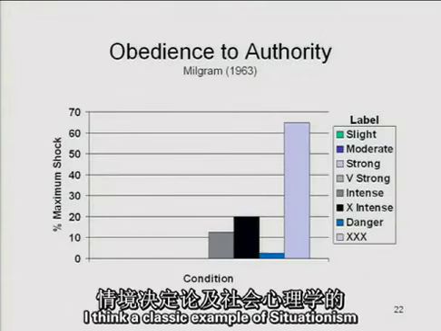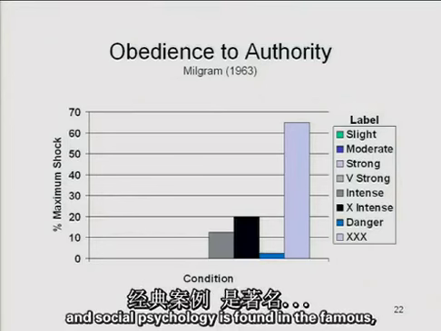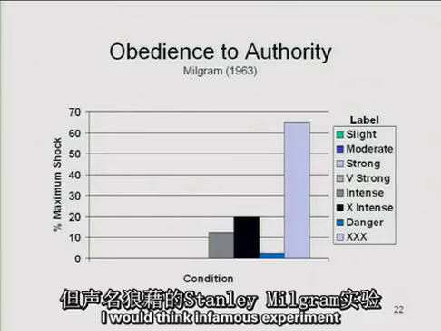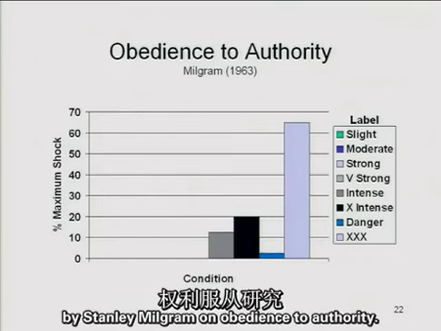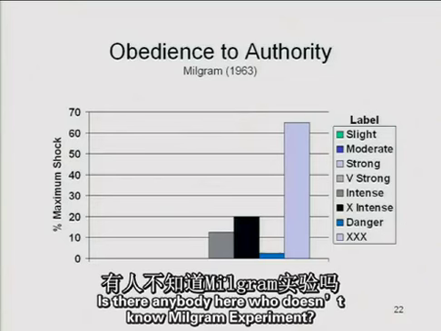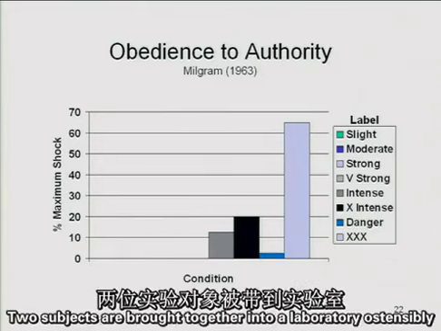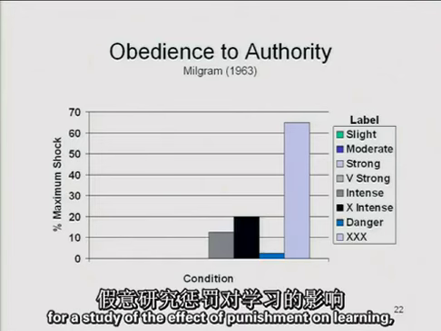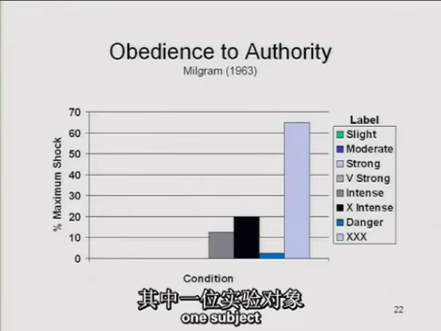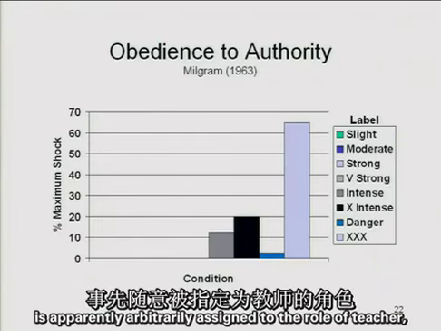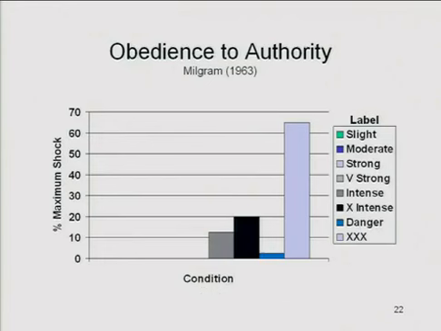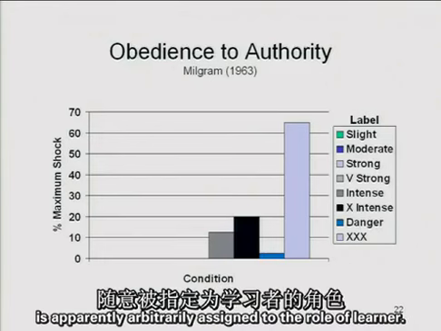I think a classic example of situationism in social psychology is found in a famous, I would think infamous, experiment by Stanley Milgram on obedience to authority. Is there anybody here that doesn't know the Milgram experiment? Nobody will admit it anyway. Okay, you all know the Milgram experiment, right? Two subjects are brought together into a laboratory, ostensibly for a study of the effect of punishment on learning. One subject is apparently arbitrarily assigned to the role of teacher. The other one is apparently arbitrarily assigned to the role of learner.